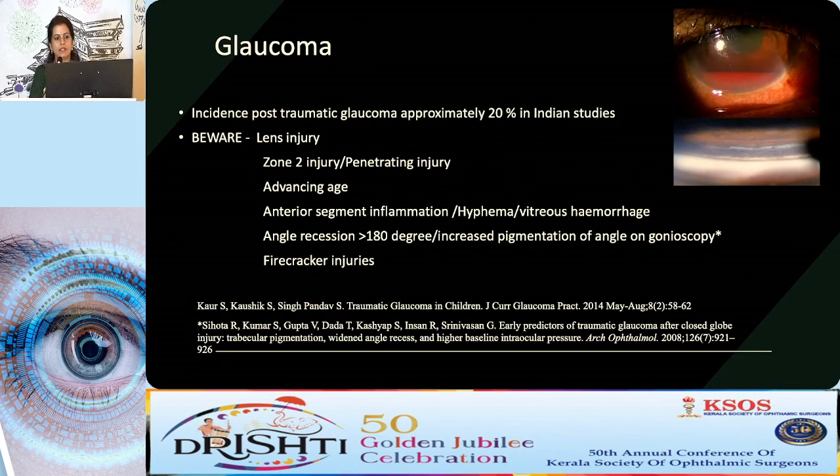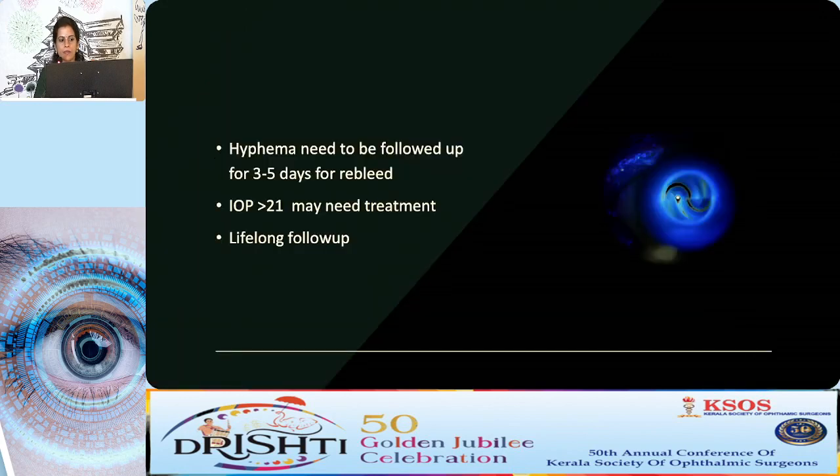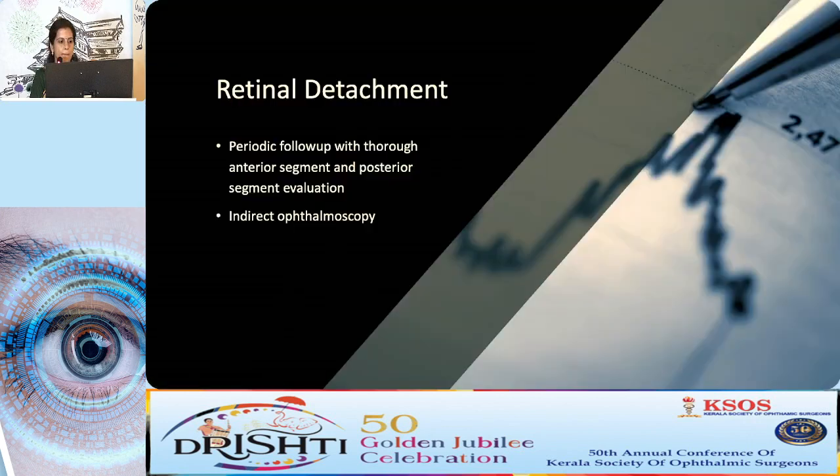Glaucoma: Indian studies have shown that it's approximately 20%. And when should we suspect glaucoma in pediatric ocular trauma? When there is a lens injury, anterior segment inflammation, hyphema, zone 2 injuries, penetrating injuries, angle recession, or firecracker injuries. In all these conditions we should anticipate glaucoma and evaluate for it. Hyphema, even after resolution, we need to look for rebleed. That is a common cause for glaucoma. IOP more than 21 might need treatment, and they need lifelong treatment and follow up.